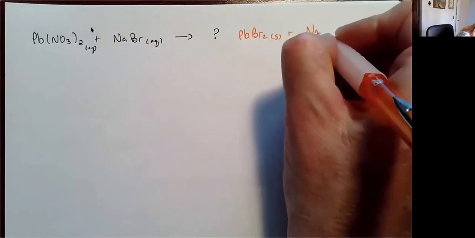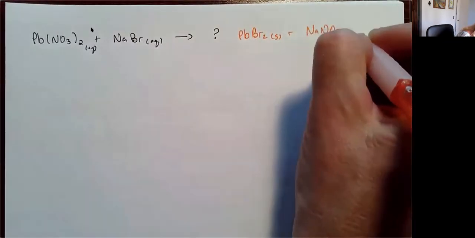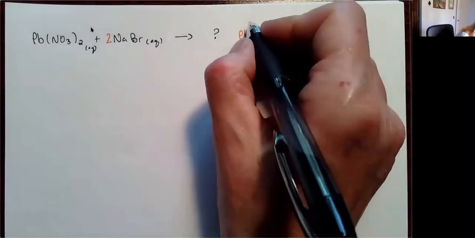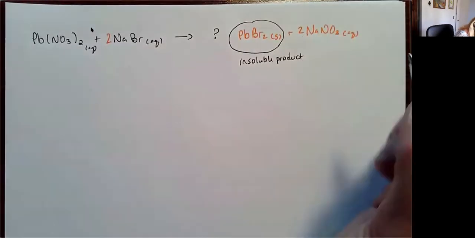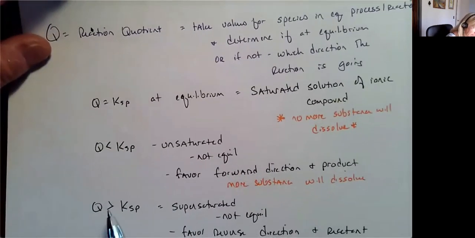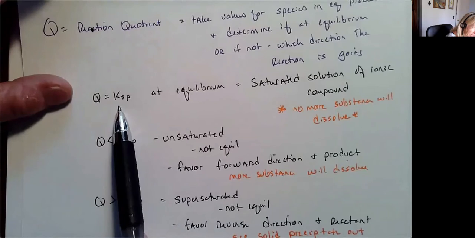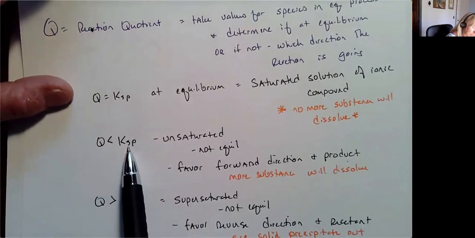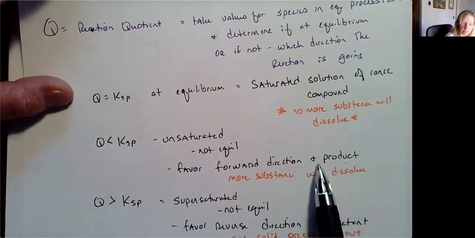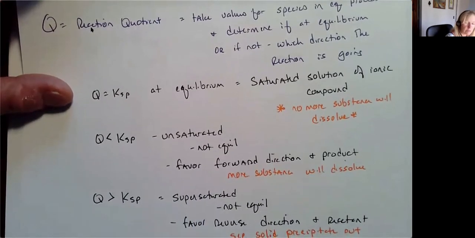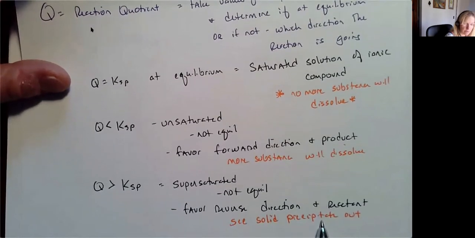And then I'm going to see NaNO3 stay in solution. So this would be my insoluble product here. But whether it's insoluble is going to depend on where I am here. If Q equals KSP, I'm going to be at equilibrium. If Q is less than KSP, then I'm unsaturated. I'm not going to see any solid. If it's greater than, then I'm supersaturated. That's where I'm going to see that precipitate form.